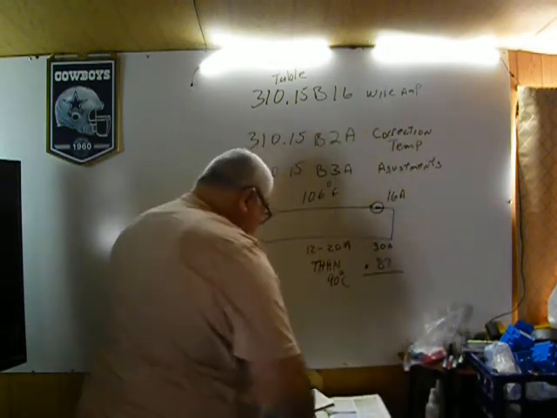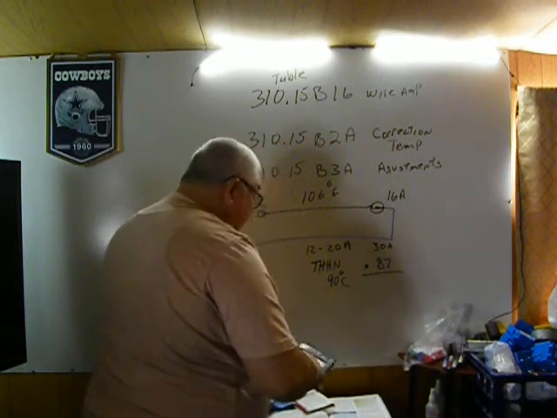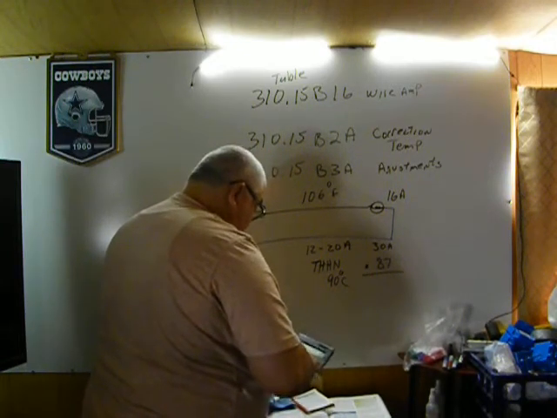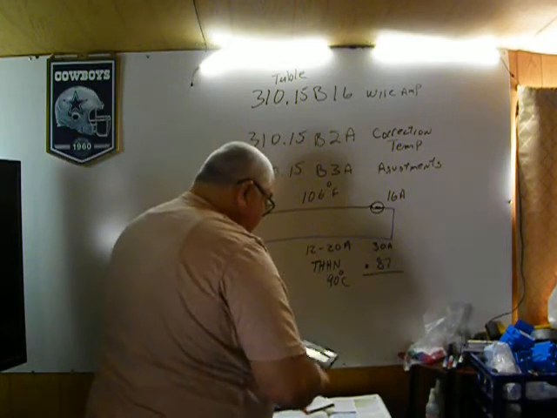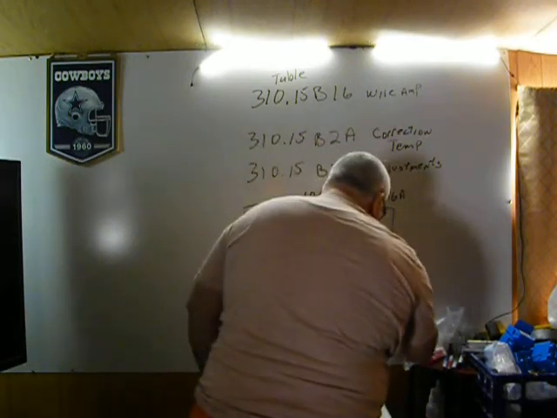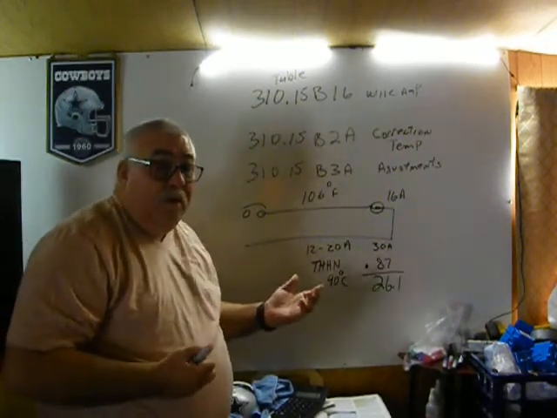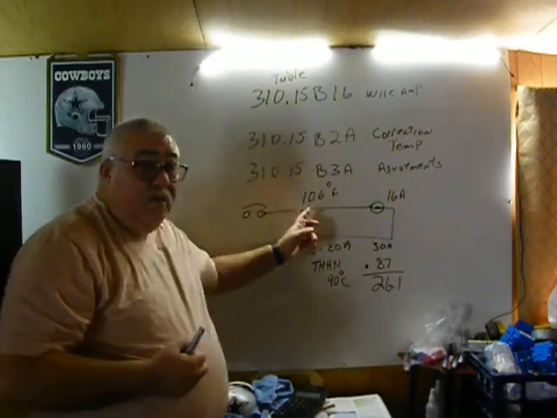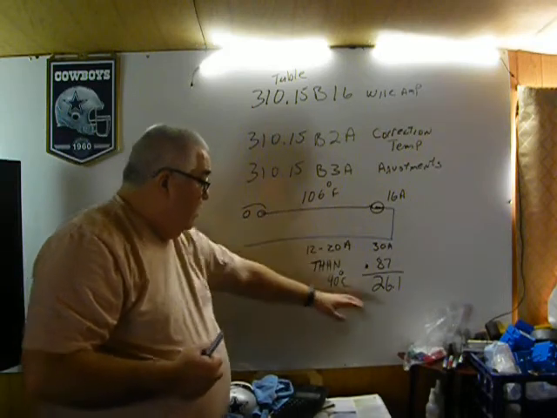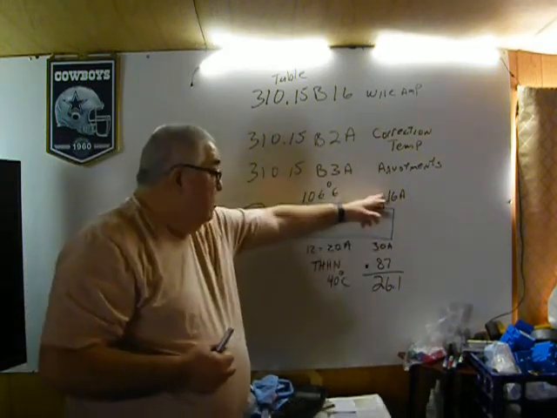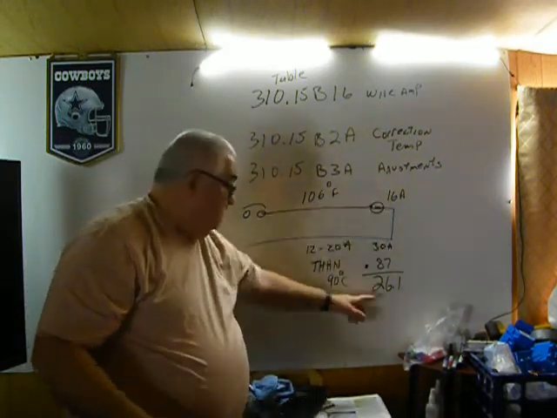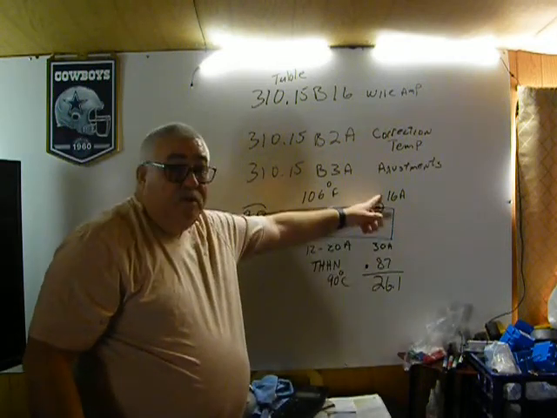I'm going to multiply that by 30. 30 times 0.87 equals 26. So I don't have to do anything to the wire, because this wire can handle 26 amps. I'm only loading up to 16, so I'm fine. This number has to be larger than this number.